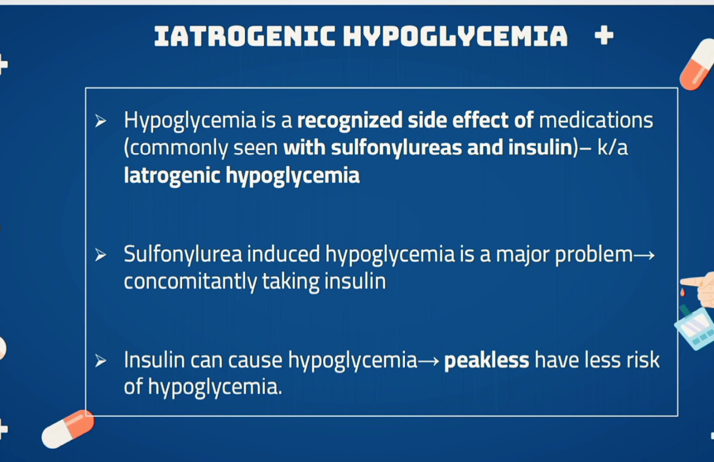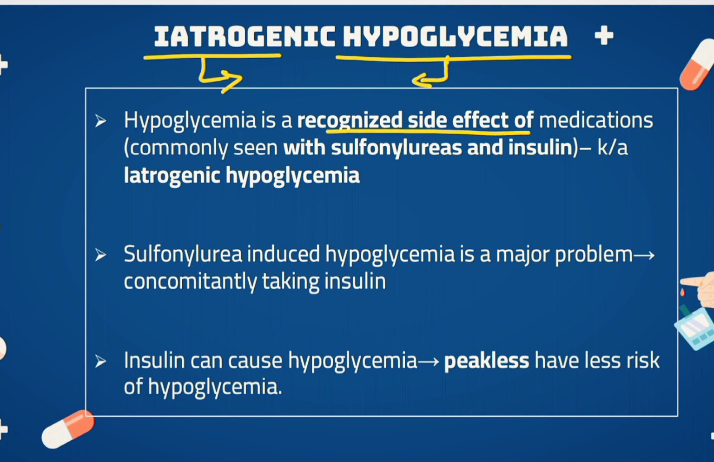Let's see the term iatrogenic hypoglycemia. Iatrogenic means the condition which develops after any medical intervention or treatment or during any diagnostic procedure. So iatrogenic hypoglycemia means the hypoglycemia which develops due to any medical treatment. In diabetes, hypoglycemia is one of the recognized side effects of some of the medications used for treatment of diabetes. Those medications are sulfonylureas and insulin.